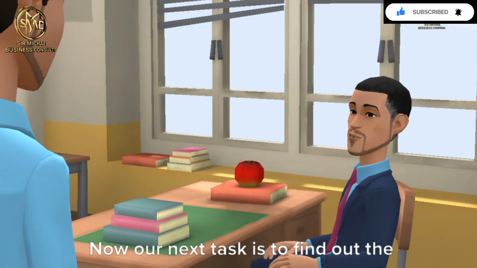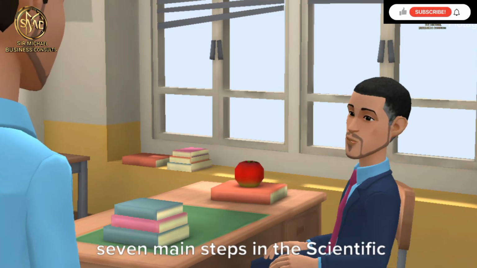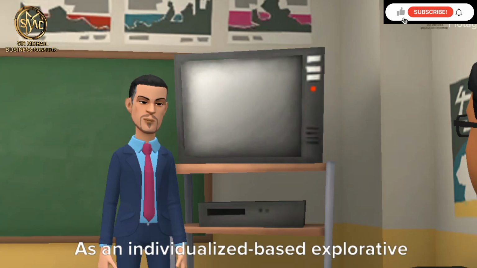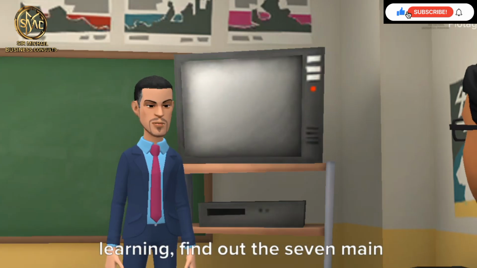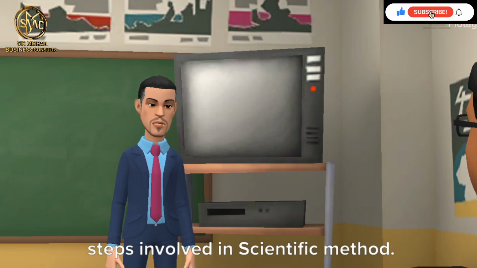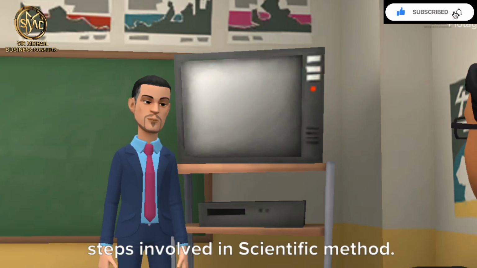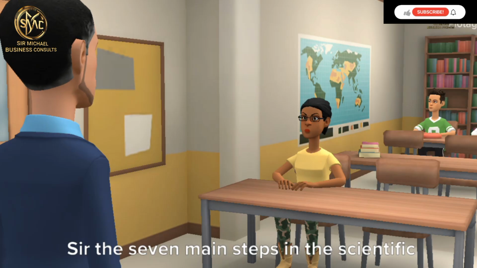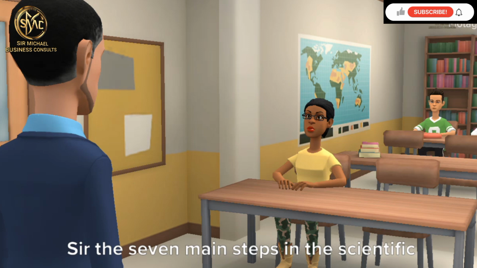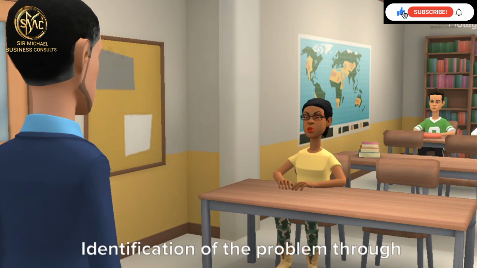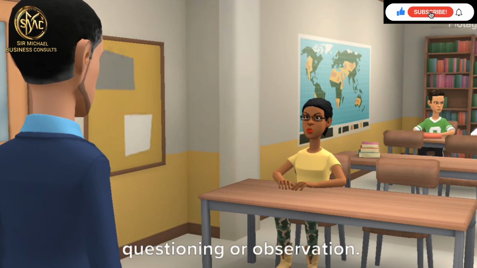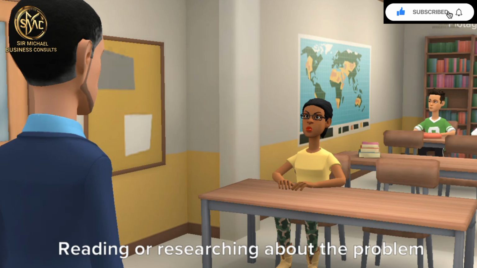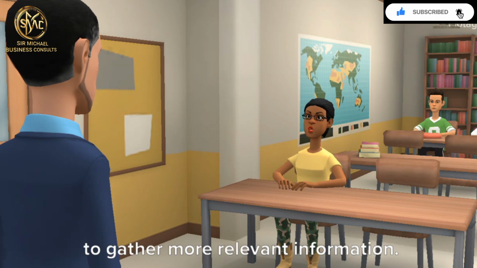Now our next task is to find out the 7 main steps in the scientific method. As an individualized based explorative learning, find out the 7 main steps involved in scientific method. So the 7 main steps in the scientific methods are 1. Identification of the problem through questioning or observation. 2. Reading or researching about the problem to gather more relevant information.